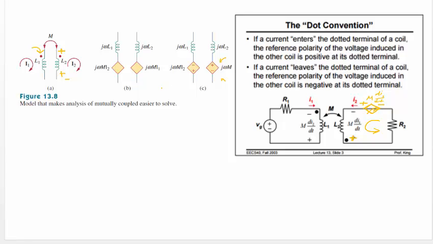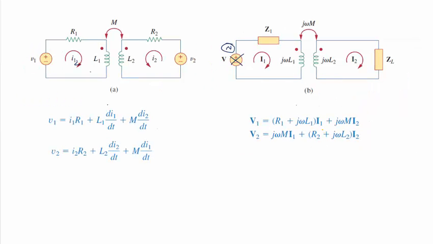So I'm going to show more examples here in a minute, but the other aspect is that if you show current leaving the dotted terminal of a coil, then I'll show by example. If current is leaving the dotted terminal of a coil, then the polarity on the induced other coil is negative at the dotted terminal. So I think this is probably best shown by example. So let me go to my example because the textbook didn't make it very clear.